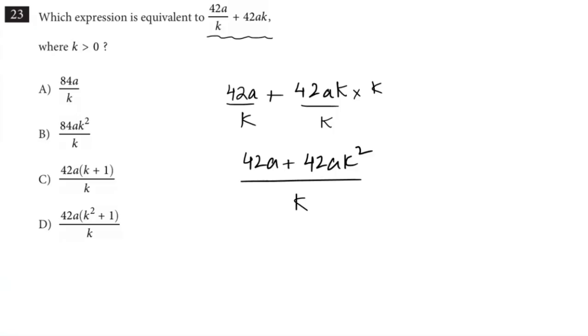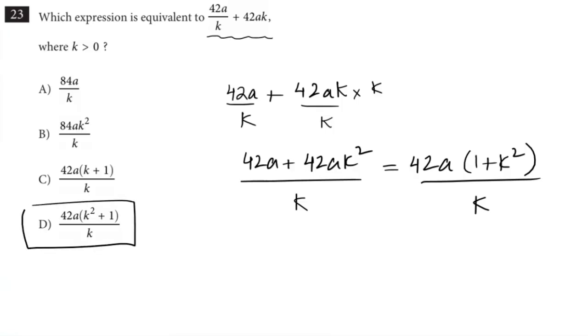So it's definitely not A and B. It can be one of C and D. I need to factorize the numerator as well. So 42a, if you factor it out, is going to be 1 plus k squared, divided by k. So D is the correct answer.